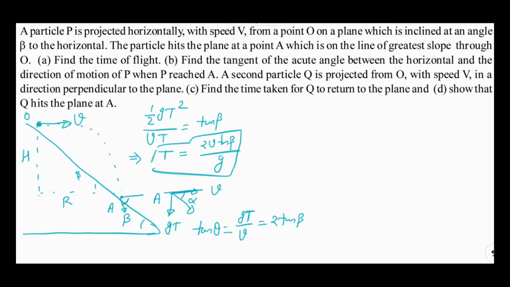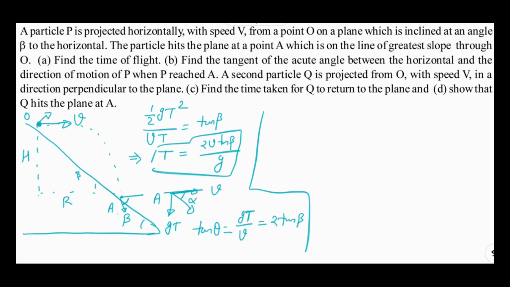Next, in the C part, we need to find the time taken for Q to return to the plane, and it is given that a second particle Q is projected from O with the speed v in a direction perpendicular to the plane. So from the same point O, a second particle is projected perpendicular to the plane, and then we need to find the time of flight of this particle.